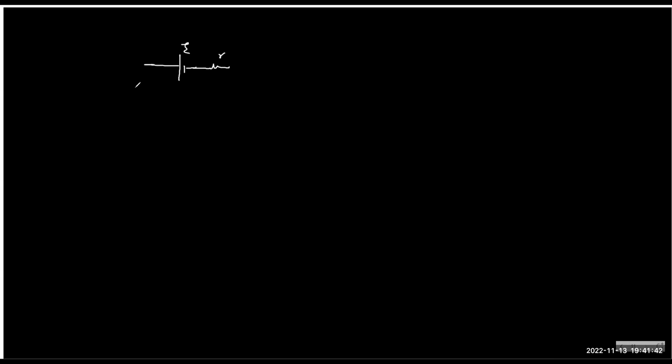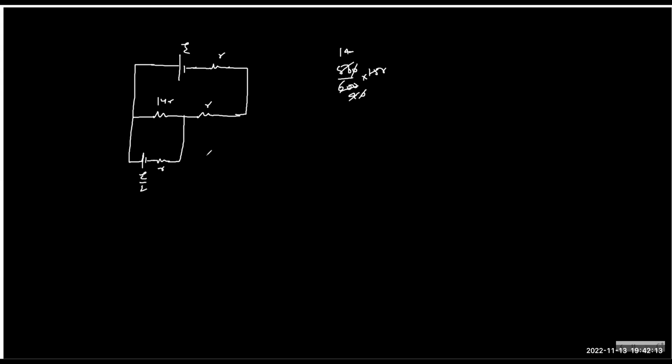R. And I'll break this into two resistors. So what is the resistance up to 560? So it is 560 upon 600 into 15R, which is 14R. This is R. That's simple. And then we have another resistance, another cell E by 2. This is R. This is your simple circuit. And they're asking what is the current from the bottom one.